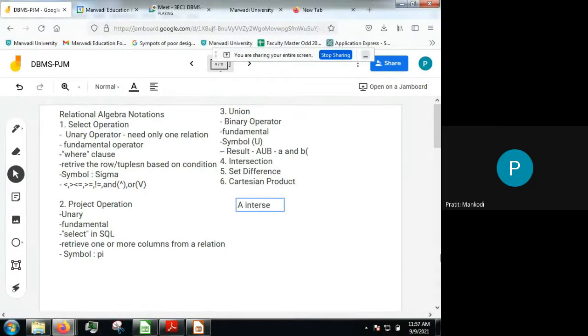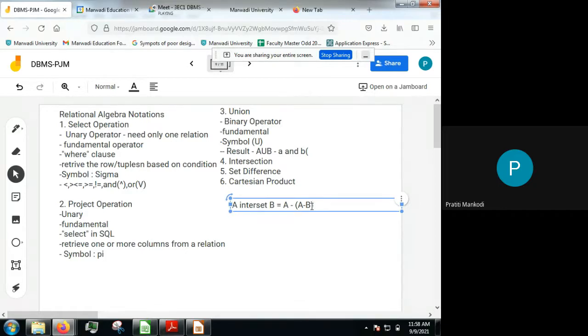A intersection B is equal to, I don't have the notation, that's why I write A intersection B is equal to A minus, do you know this? With the help of Venn diagram we can verify this. This is your homework.